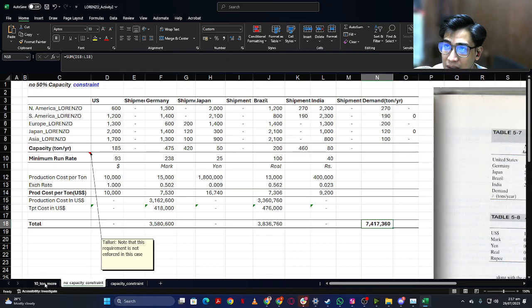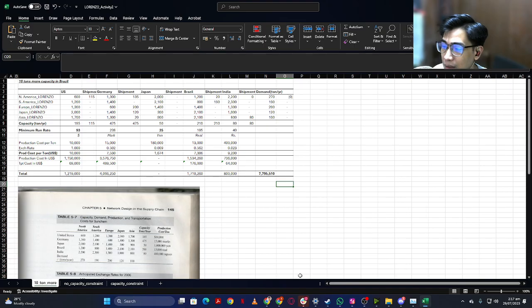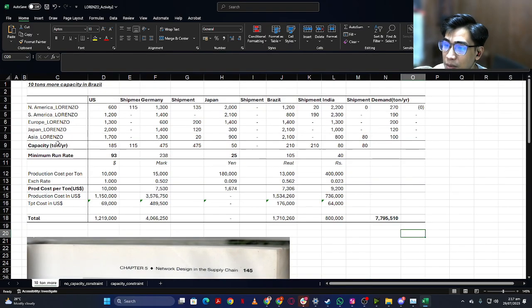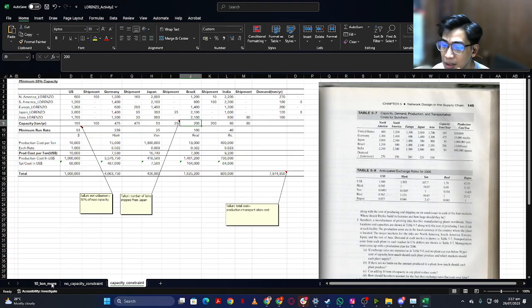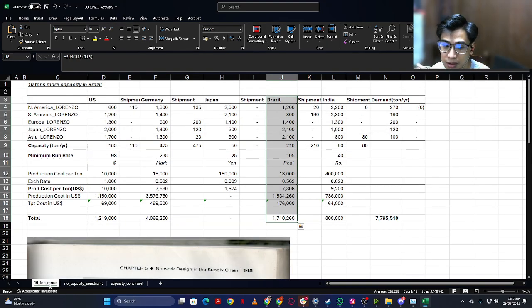All right, so let's move forward with question C. Does adding 10 tons of capacity to any plant reduce overall cost? Let's see. All right, so let me just zoom in here. Let's test it using Brazil as an example. The original capacity before was 200. Now, the new capacity is 210. If we divide it by 2, we will get 105 for the minimum run rate. And we have to recalculate using the same methodology as we did before.